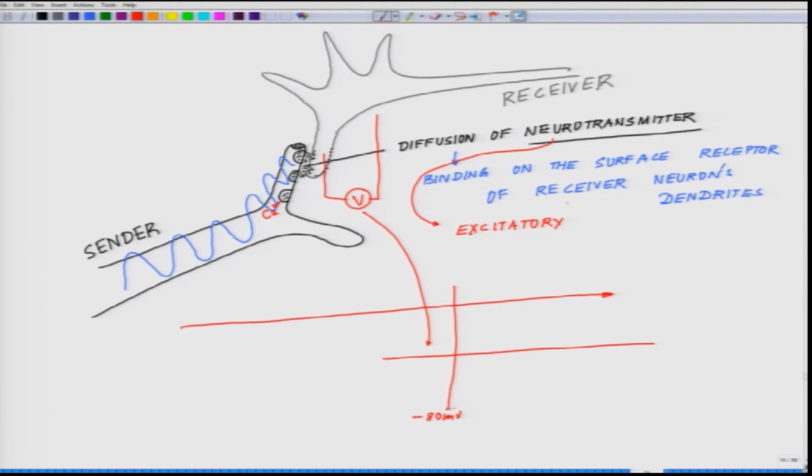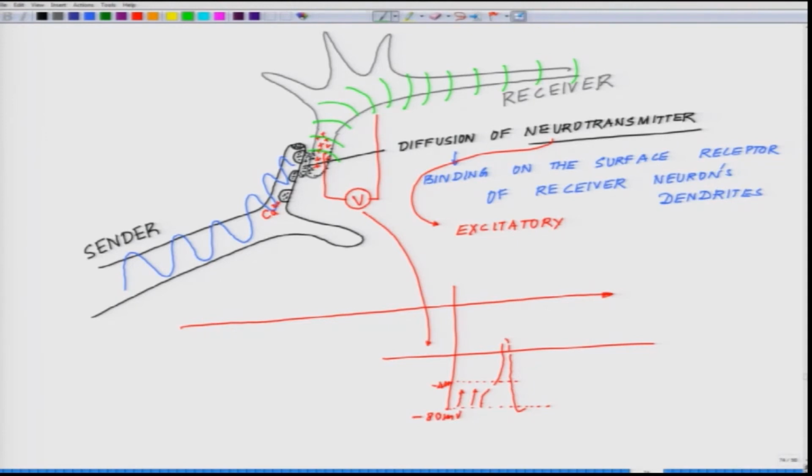Now, if these excitatory neurotransmitters bind to this receiver neuron, what will happen? Its membrane potential, if it is excitatory, because of the influx of the positive ions, because of the binding, this place becomes positive and it may even reach, say, minus 40 millivolt. And at this stage, this cell will shoot an action potential. And this action potential wave now from here will start to travel like this. Again, the same thing will be repeated at its end. This is the most simplistic way you can understand it.